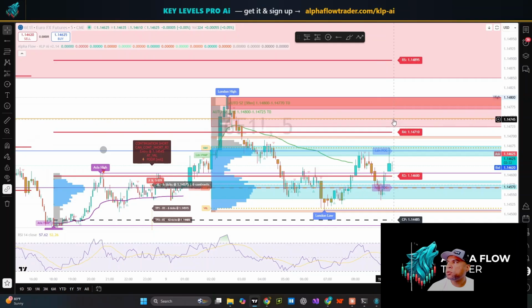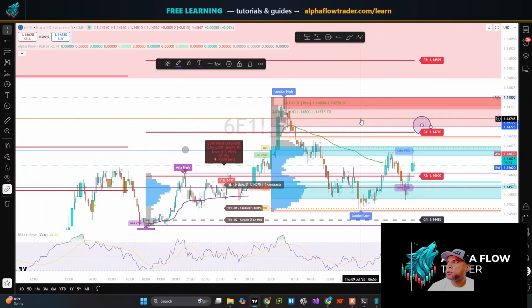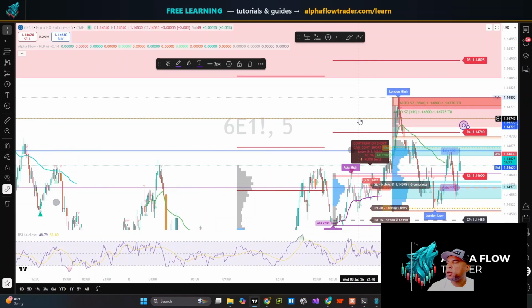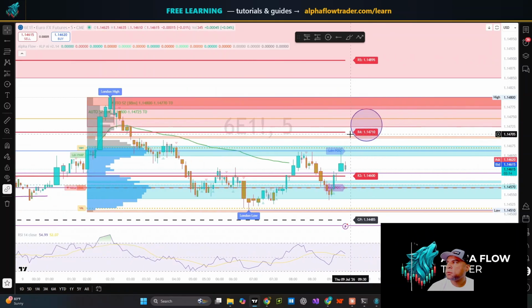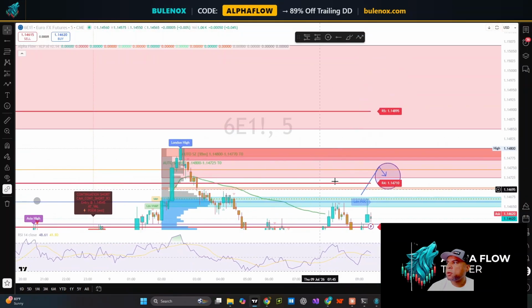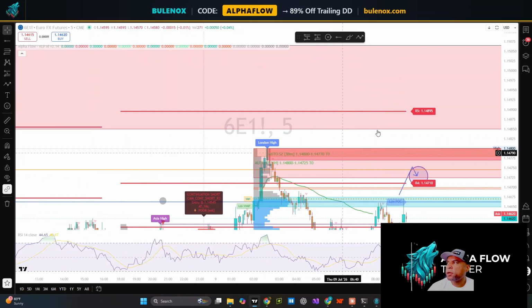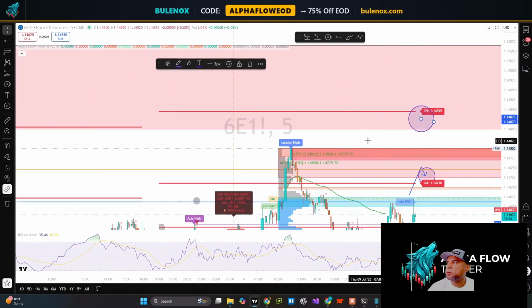R4 does look pretty strong, especially if we can come up into that demand zone again and test prior day high. Yeah, so if we come up in here, test prior day high, start rejecting, I'd be interested. Otherwise, if we take out all of this area right here, then for sure R5 looks very good as well.